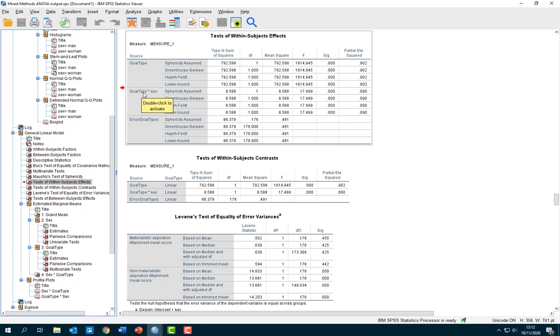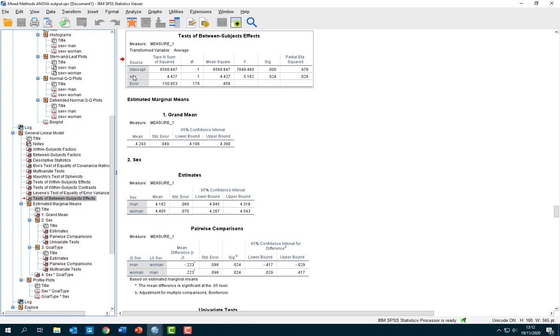The other piece of information we'd want to look at is in the test of between subjects effects. So I'll just flick down to there so you can see it. And the row we're interested in there is the sex variable, and this tells us whether there's a difference, regardless of the type of goal, but on perceived attainment of goals. Okay, so that's where all of our three effects are. We've got two main effects, a main effect of goal type, a main effect of gender or sex, and an interaction between the two. So we've got to interpret those.